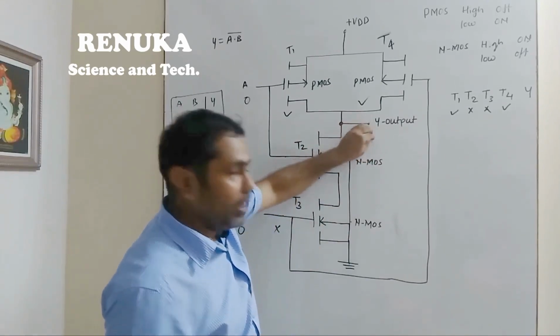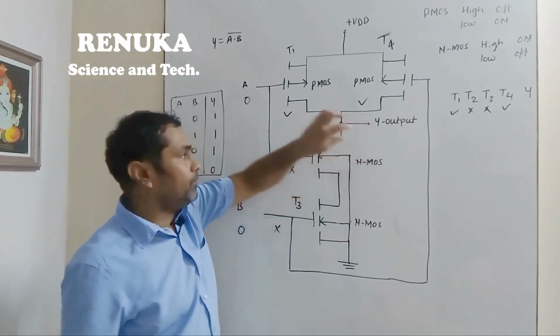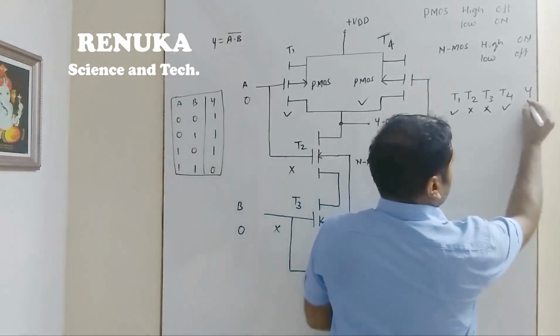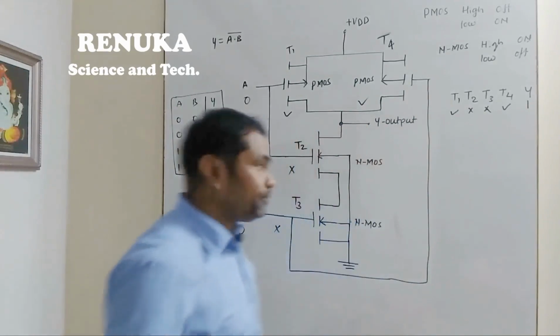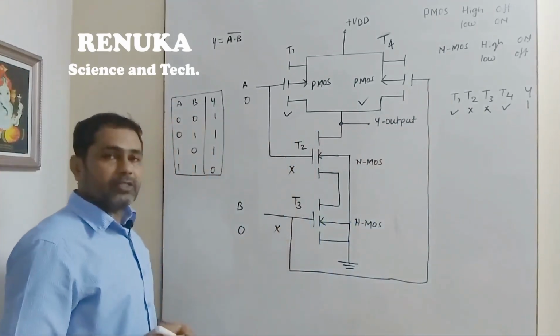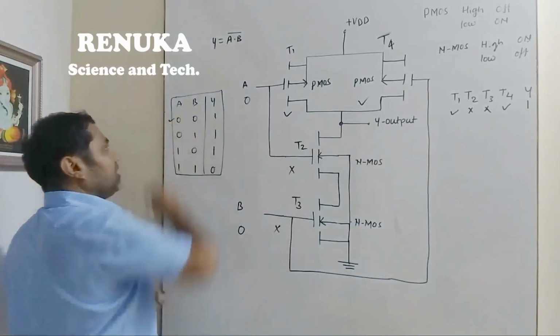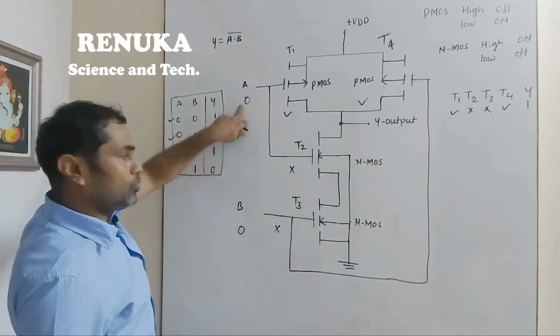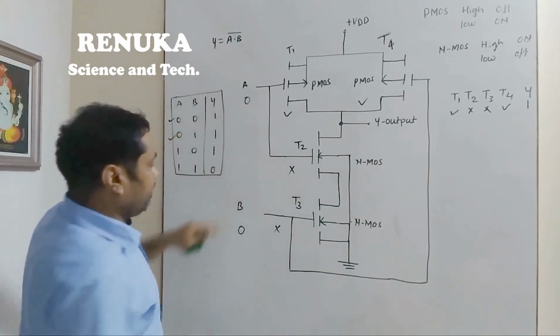So the LED will glow, and if the LED glows, we can say that the output is high. So in this condition, we are getting high at the output. So I am writing here logic 1. So this was our first condition. Now the first condition is satisfied. Now let us move to the second condition. A is connected to 0 and B is connected to logic high.